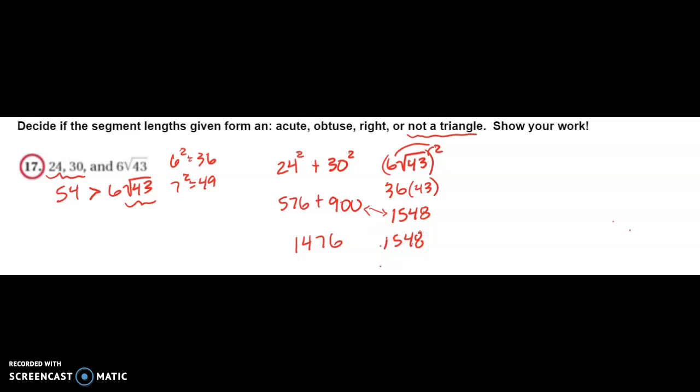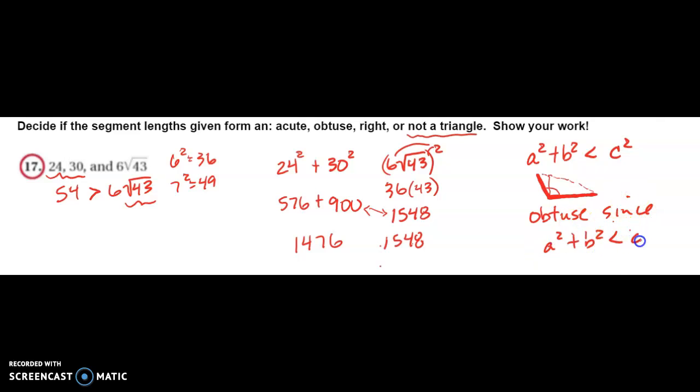So it looks like my c squared in this case is going to be bigger. So in other words, a squared plus b squared is going to be less than c squared. The way that I think about this is I start with the right triangle. Here's my hypotenuse. And if c squared is going to be bigger, that means we have to lengthen this hypotenuse, which means it forms something that looks like so. And that, my friends, is an obtuse angle. So this triangle is going to be obtuse since a squared plus b squared is less than c squared.